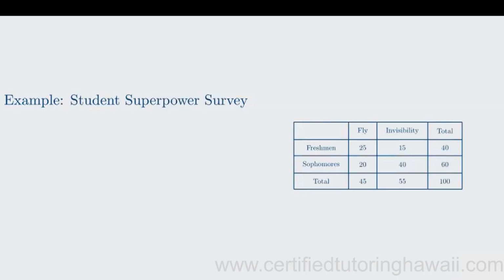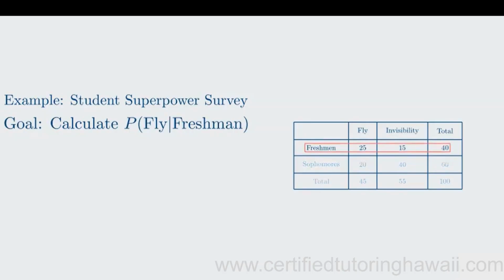To better understand this, let's look at a concrete example using a contingency table. Suppose we surveyed 100 students about their preferred superpower. Let's find the probability that a randomly selected student prefers flying, given that they are a freshman. First, notice our condition. We are given that the student is a freshman. This means we are only looking at the 40 freshmen in the top row. The rest of the table no longer matters for this calculation.